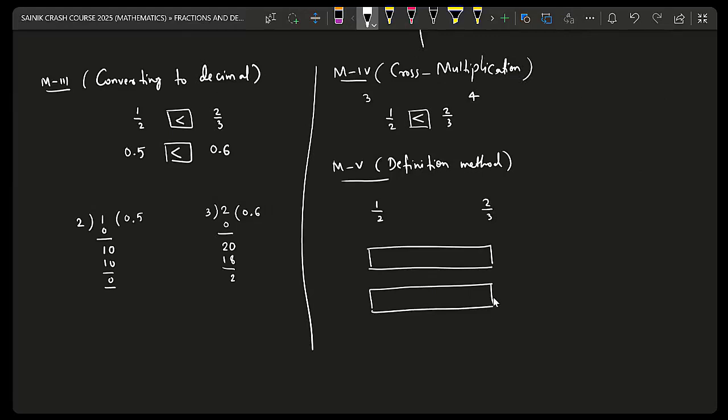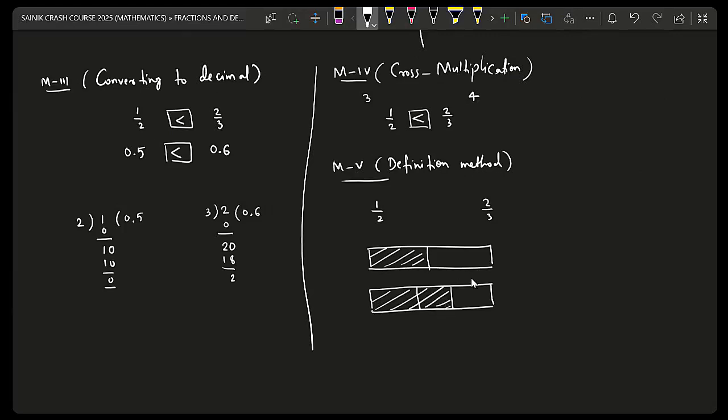Then what you do is divide this into two parts because they are asking 1 by 2. 2 means two parts. And in the second fraction we have denominator 3. Take 3 equal parts. So these are 3 equal parts. Now 1 by 2 means out of 2 parts we have to shade 1 part. 2 by 3 means out of 3 parts we have to shade 2 parts.